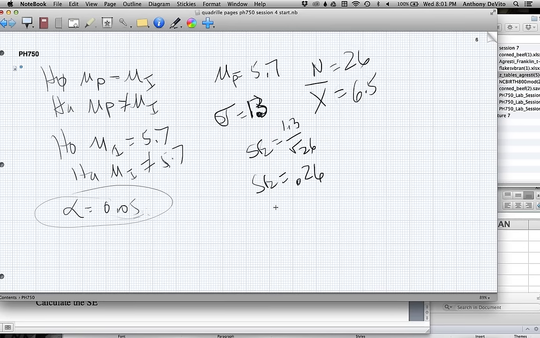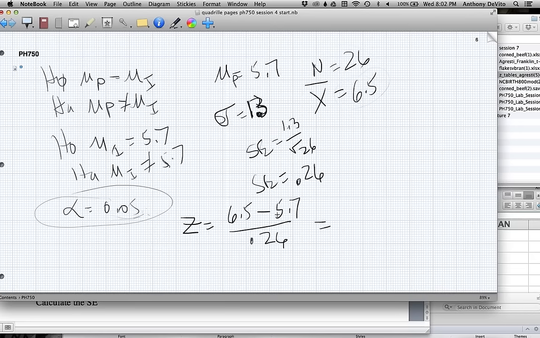So now I could draw my confidence interval and see if that number's outside the confidence interval. I'm going to bypass that and go right to calculating a z-score. How likely would I get this extreme a value, 6.5, that big a difference from the actual mean that I know, 5.7, if the standard error is 0.26? Well, what would be the z-score?